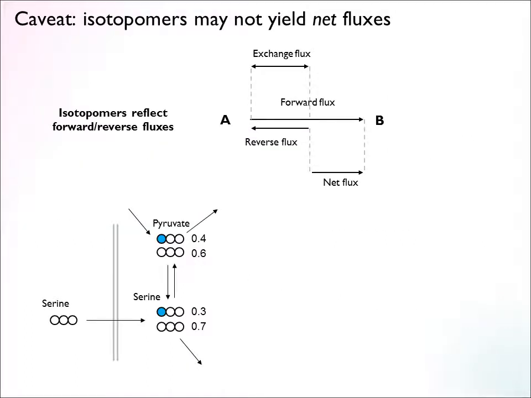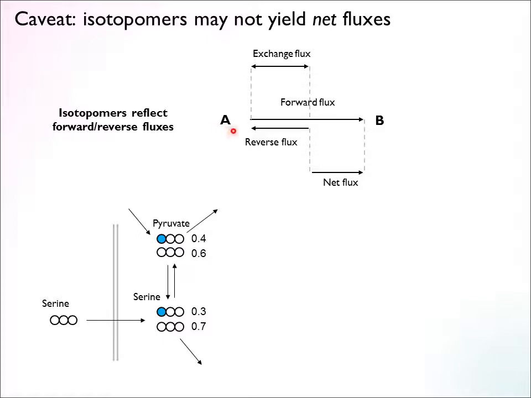But there's a caveat here, and it has to do with the fact that when we talk about fluxes through metabolic reactions, there are actually several of them, as we said in the previous lecture. So there can be a forward flux in a reaction from A to B, but there can also be a reverse flux going on at the same time, so that you have some amount of material that is just exchanging back and forth, sort of in equilibrium, and then you might have a net flux from A to B on top of that. And what happens is that when you do isotope tracing, isotopomers will reflect the forward flux or the reverse flux, depending on where you put in the tracer.